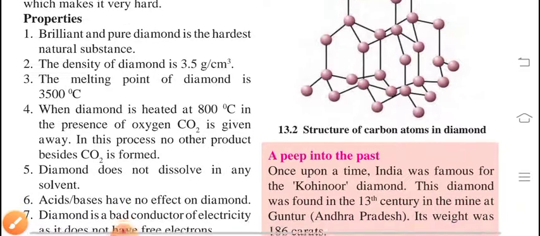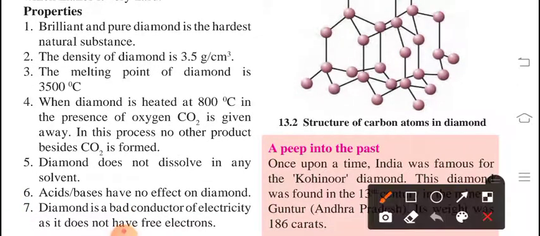Its properties: brilliant and pure diamond is the hardest natural substance, because we are getting it in nature as it is. So it is very hard. There is no need for purification. The density of diamond is 3.5 gram per centimeter cube.